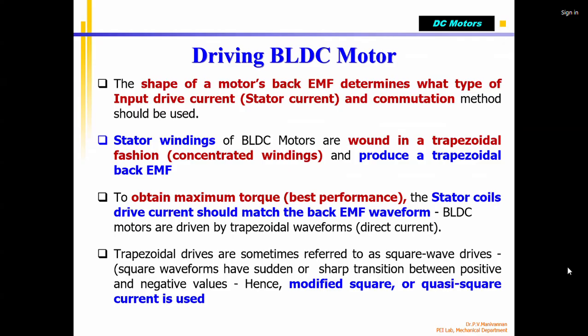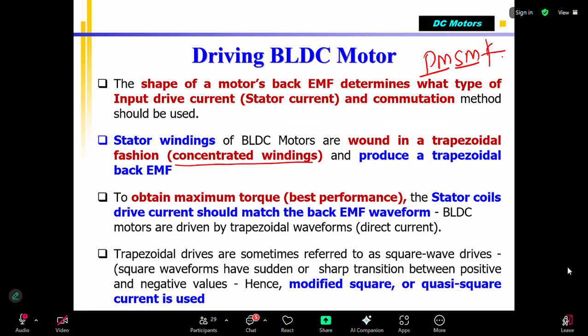Whenever voltage is applied. So why do we have to do trapezoidal? Because I told you, when we talked about the 2 types of permanent magnet synchronous motors, one is called distributed winding, and what is the other name? Any idea? We have talked about it. Here also it is mentioned. The other one is called concentrated winding, correct? So the BLDC motor uses concentrated winding. The permanent magnet synchronous motor, PMSM, uses sinusoidal excitation, and it uses distributed winding.